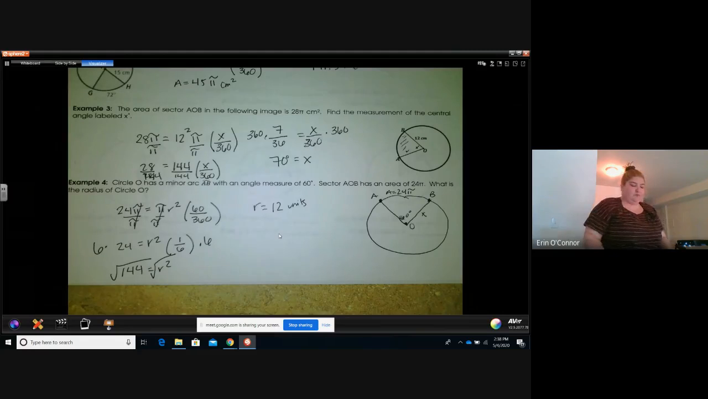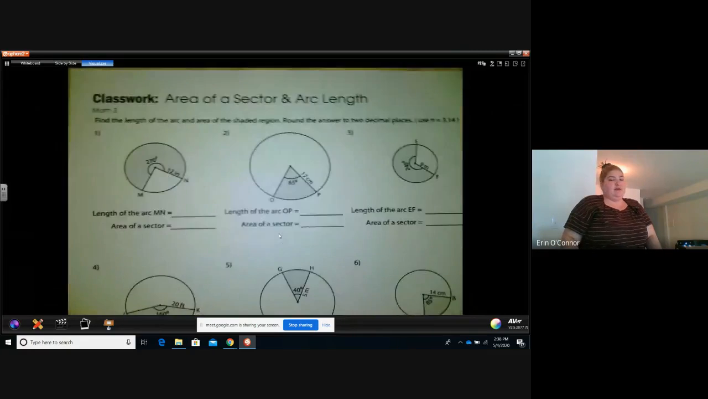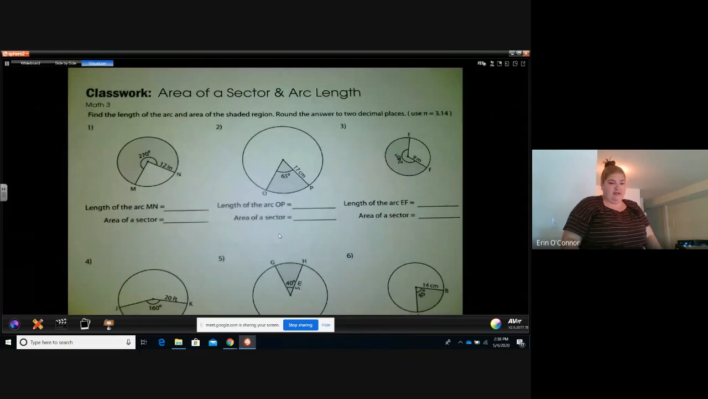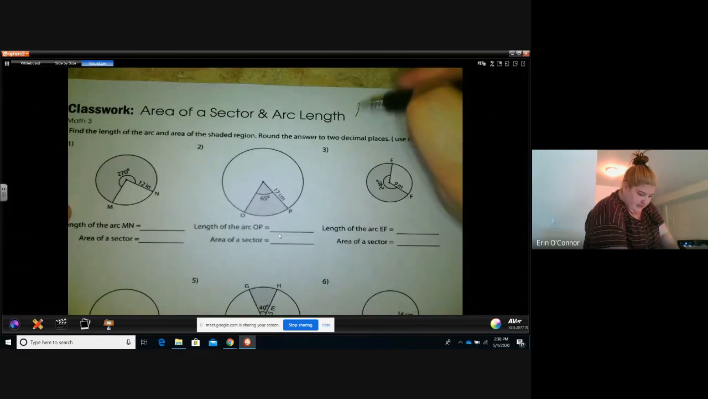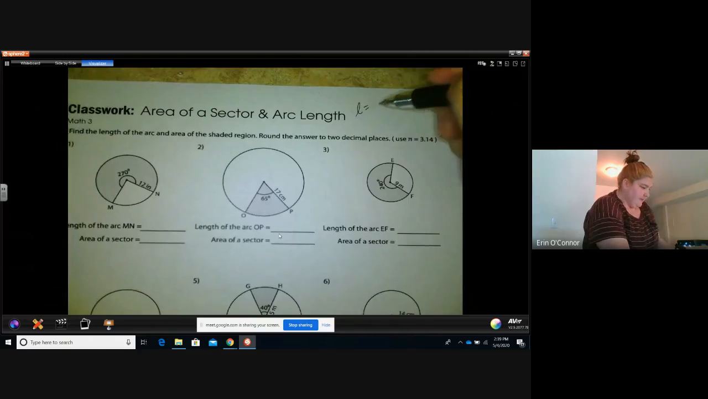Okay. So by the time we get to this point, I'd really suggest pausing the video and trying this yourself. This is combining what we learned yesterday with what we're learning today. So not only are you finding the length of the arc, but you're also finding the area of the shaded region. Round the answer to 2 decimal places. You can use 3.14. I'm going to use pi in my calculator.